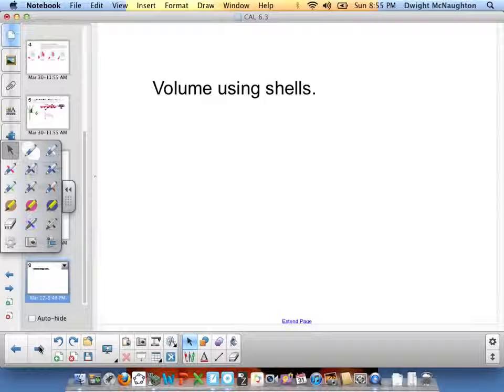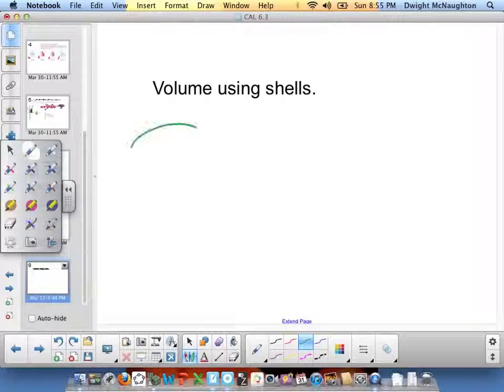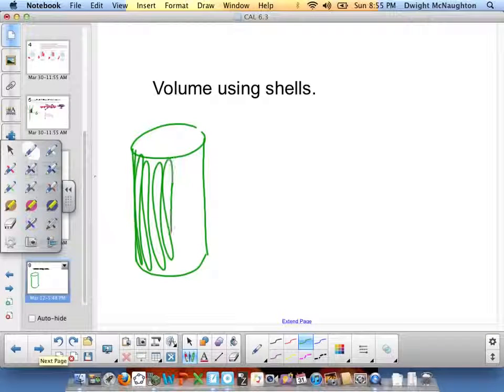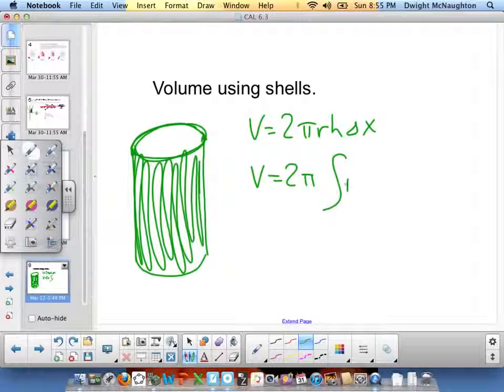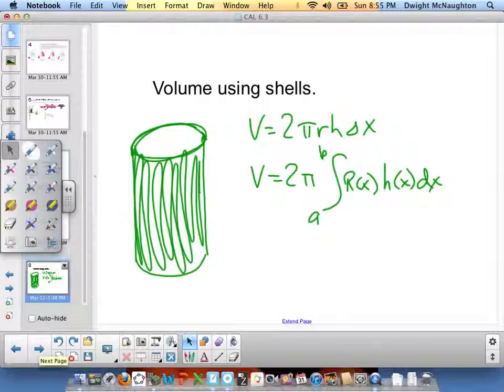So, volume using shells. Basically, you're looking at a cylinder. And you're looking at finding the lateral surface area of the cylinder. Just basically this face out front and around back. The lateral surface area would be 2 pi r h. And then you're going to add all those up, keeping in account the change in the width of your x. And as we integrate those, we get 2 pi times the radius of rotation in terms of x times the height of the cylinder or shell in terms of x with respect to x. And as always, you can go with dy as well.